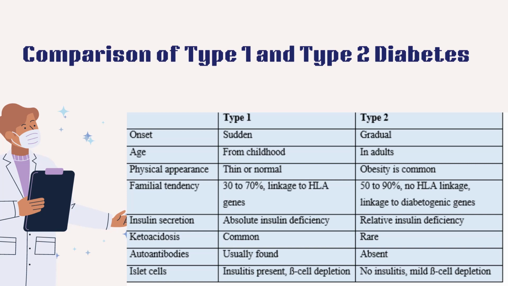There is absolute insulin deficiency in type 1 as compared to relative insulin deficiency in type 2. Ketoacidosis is common in type 1 but rarely occurs in type 2. Autoantibodies are found in type 1 but not in type 2. Insulitis and beta cell depletion are features of type 1 diabetes mellitus.